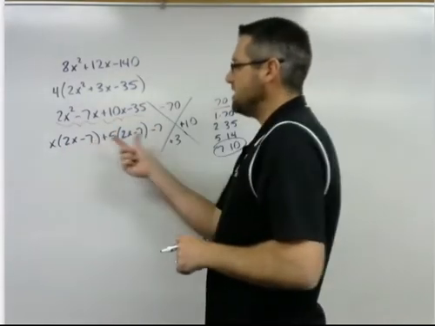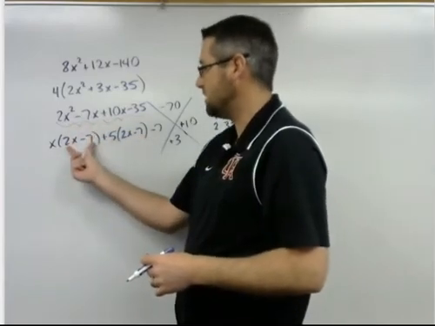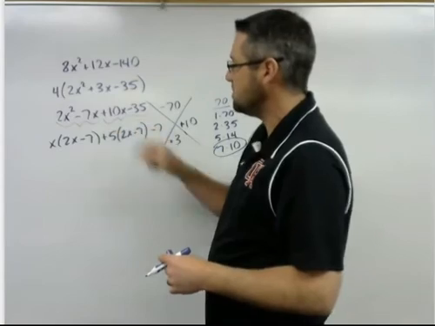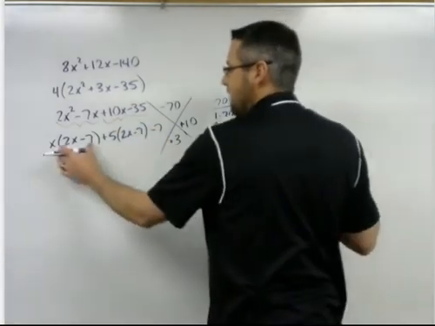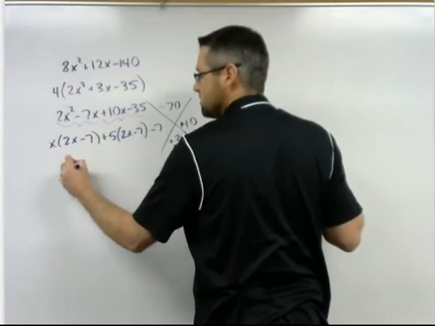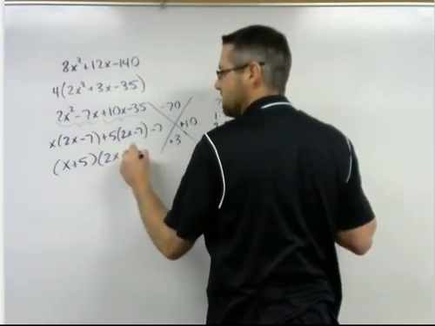Because these match, I did something right. You don't want to just write this down so that it does match this. You want to make sure that you actually get this by factoring out your GCF there, okay? Now that these are the same, I can say my factors are the outside numbers, which is x plus 5, and the inside numbers, which is 2x minus 7.